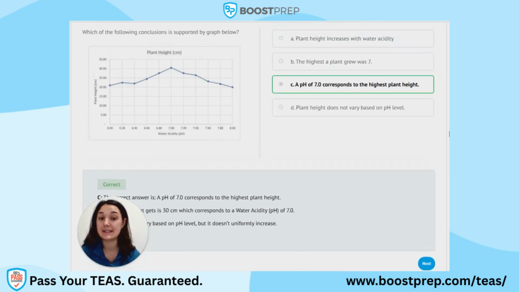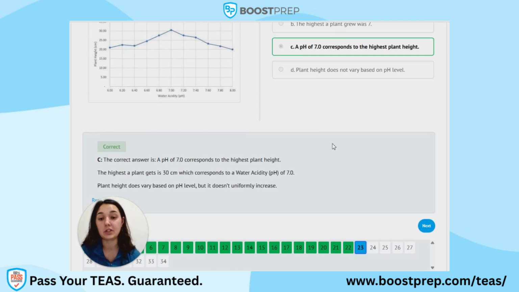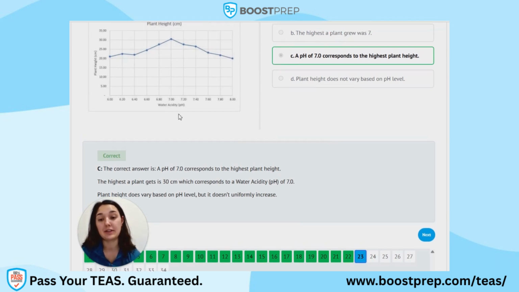The correct answer is C. A pH of 7.0 corresponds to the highest plant height. The highest a plant gets is 30 centimeters, which is this data point, which corresponds to a water acidity of 7.0. Plant height does vary based on the pH level, but it doesn't uniformly increase.